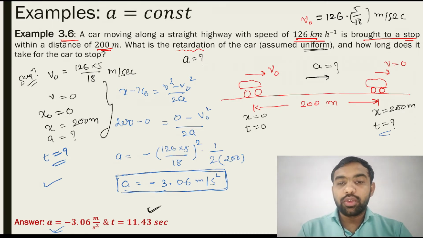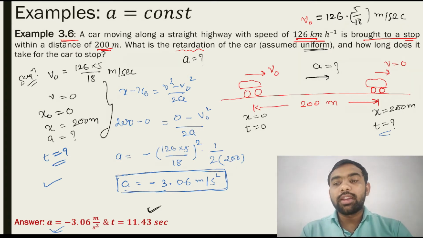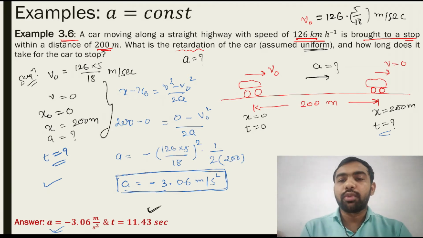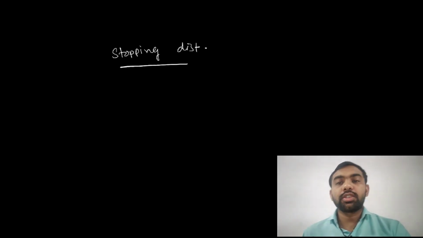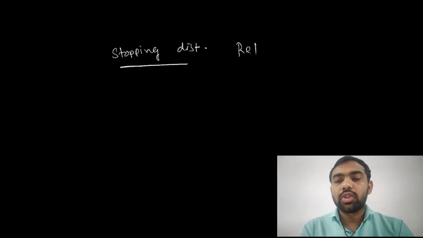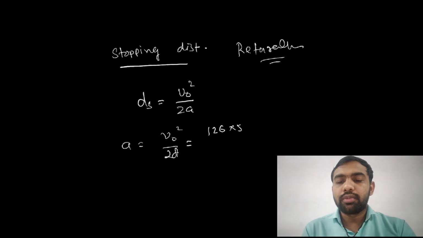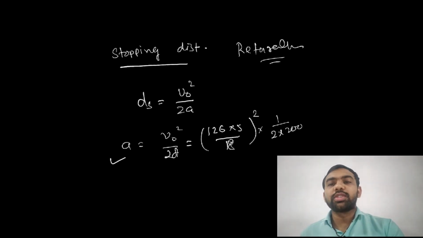One additional thing you must note here. See, here you are using this formula directly. If a car comes to rest, then we use the direct formula for stopping distance. In case of stopping distance, retardation is always present. So what happened? d is equal to v0 square upon 2a, so a is equal to v0 square upon 2d. So 126 into 5 upon 18 square, into 1 upon 2 into 200. This is our answer, but this answer is positive.